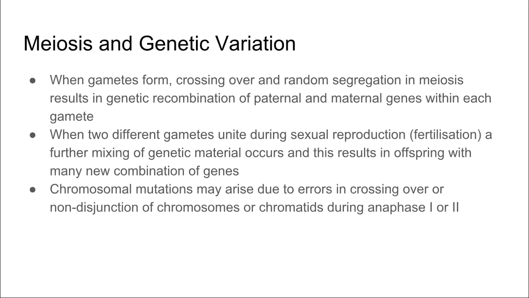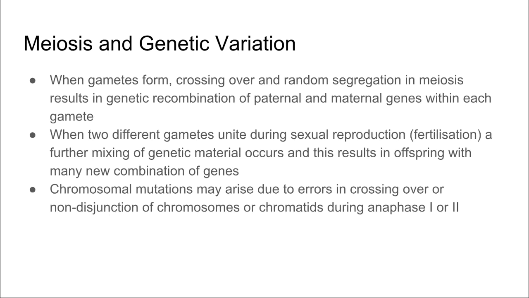During meiosis and the formation of gametes, we can see crossing over and random segregation happening. And therefore, we see genetic recombination of paternal and maternal genes within the gamete. When two different gametes unite during sexual reproduction, which is the fertilization process, there's a further mixing of genetic material, and therefore we have offspring that have many new combinations of genes.